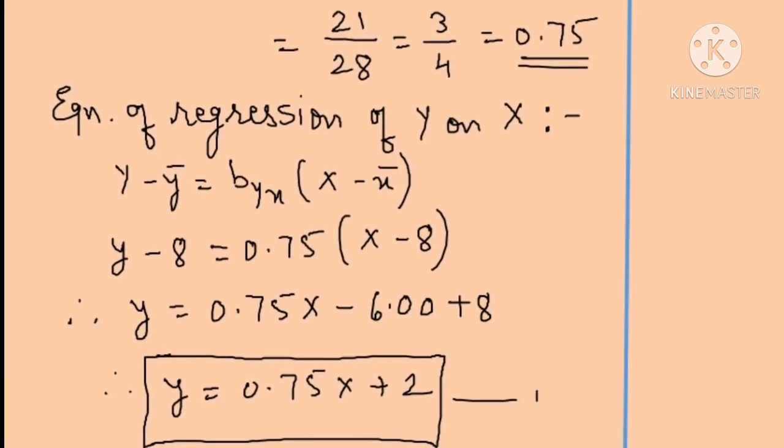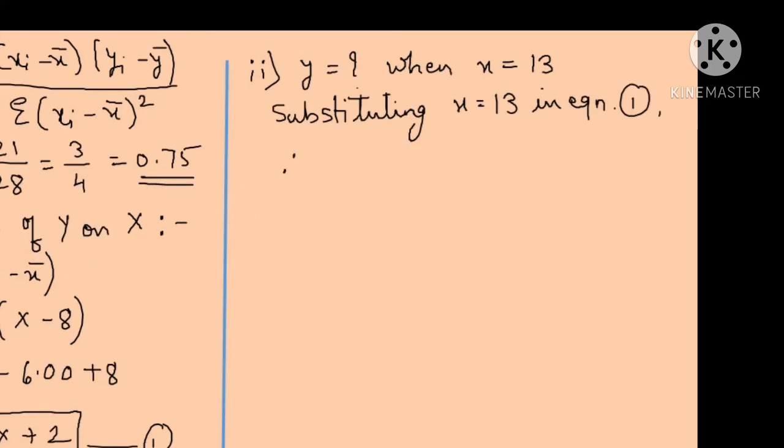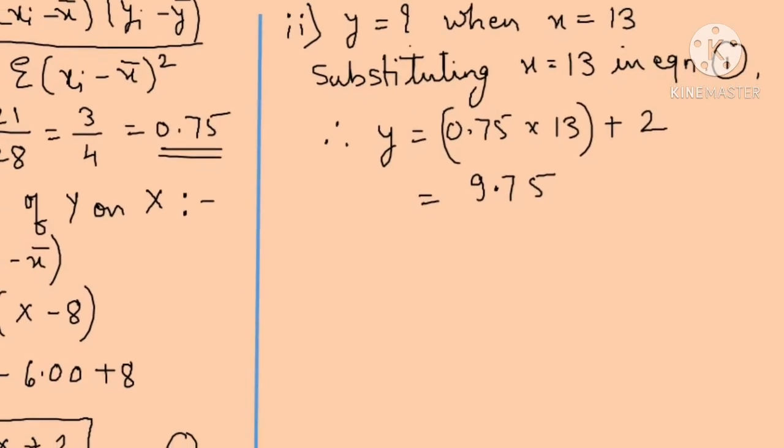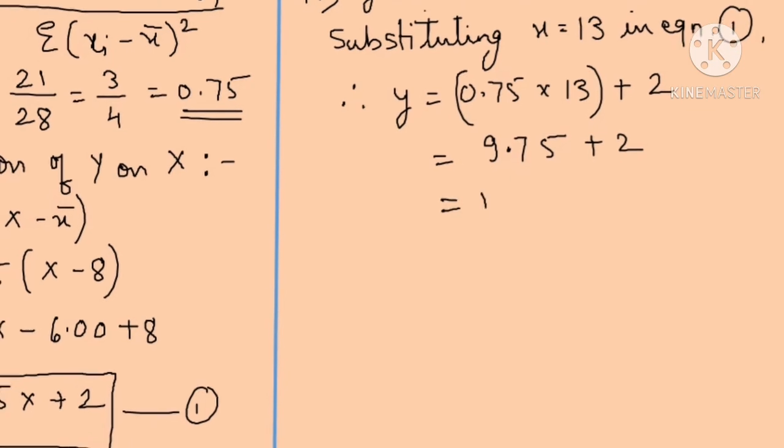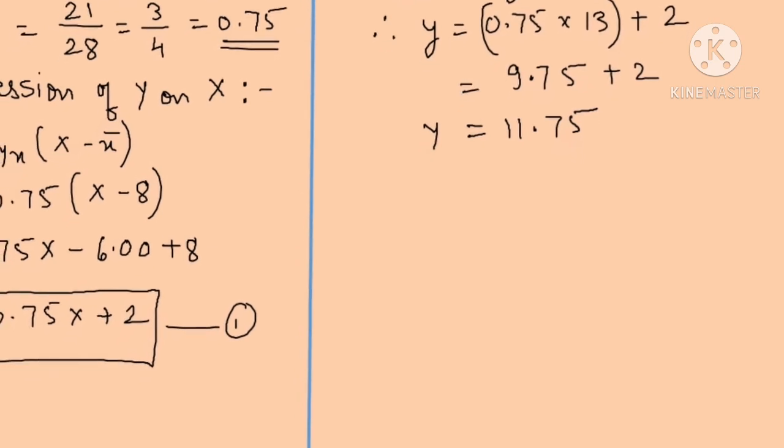This is your equation. Now the second part is we have to calculate y when x is equal to 13. So substitute x equal to 13 in equation 1. Therefore we get y is equal to 0.75 into 13 plus 2. So you get 9.75 plus 2, that is 11.75. Now y is equal to 11.75 in thousands.